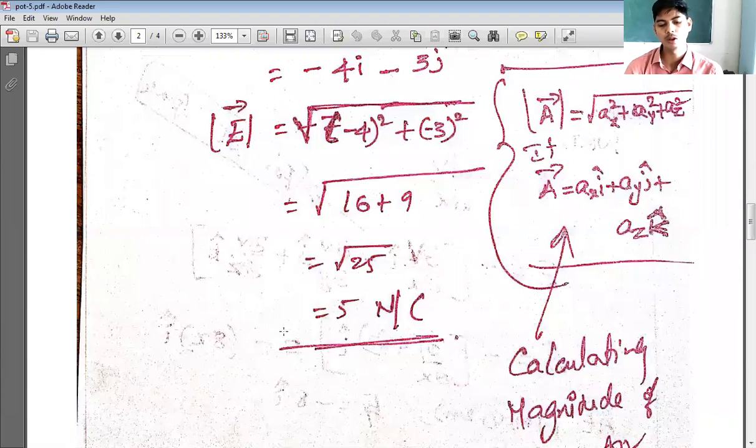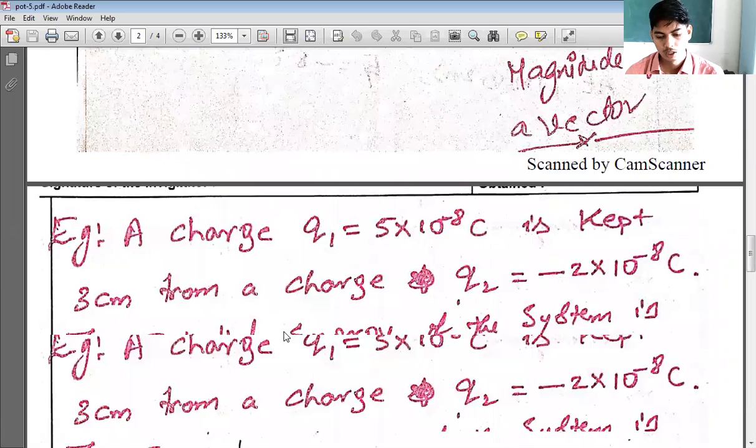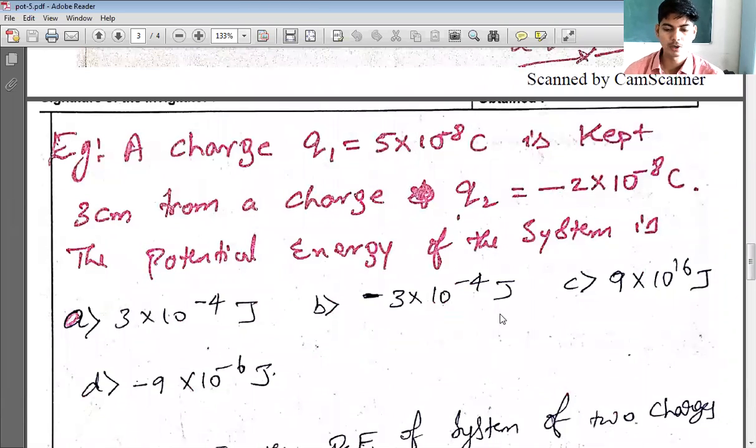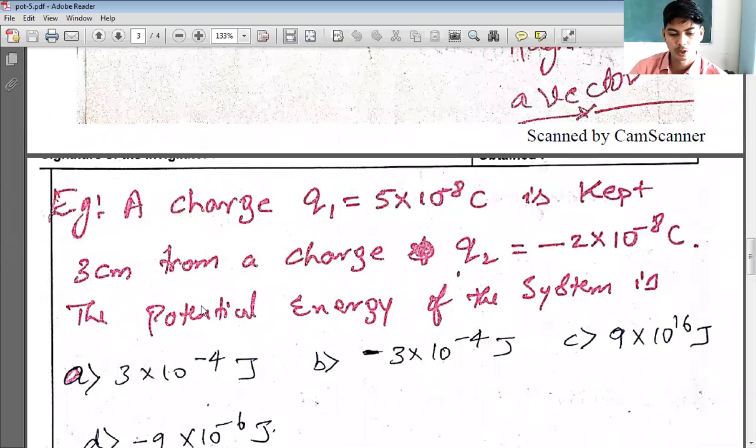So this is how problems with respect to electric field and electric potential are to be solved. Go through the problems on potential energy of system of 2 charges and potential energy of system of 3 charges. We have seen the equations for potential energy of system of 2 charges in absence of external electric field, potential energy of system of 2 charges in presence of external electric field, potential energy of system of 3 charges is also seen. Go through this problem.